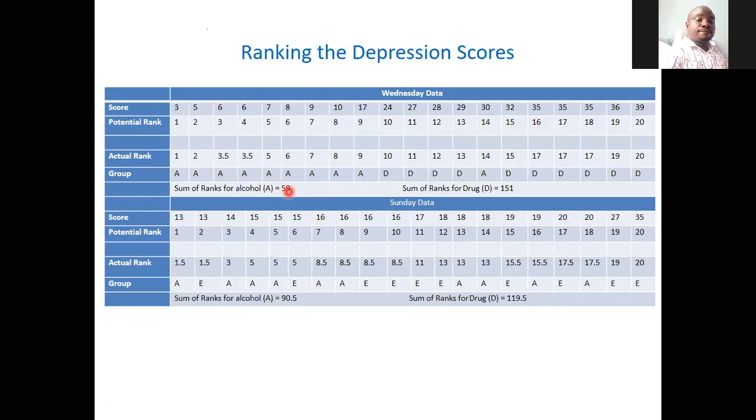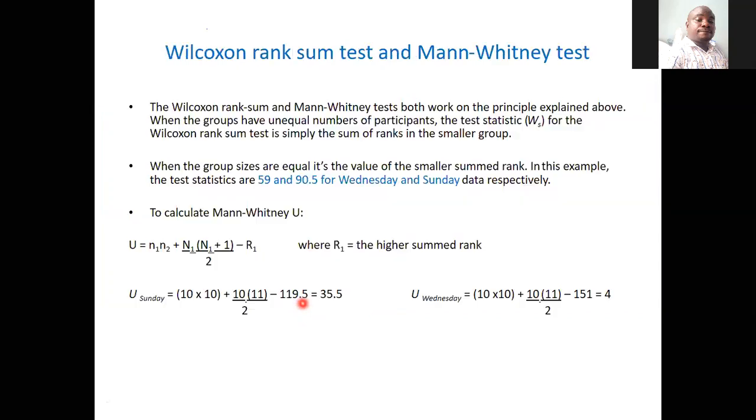But it doesn't really matter. Somebody asked me whether alcohol is the one. No, it's not alcohol, it's just the value: the smaller value, irrespective of where it comes from, is the Wilcoxon. In this case, 59 is the smaller value. On Sunday, 90.5 is the smaller value. Can you see? Both of them are the statistics, and you see the corresponding values.